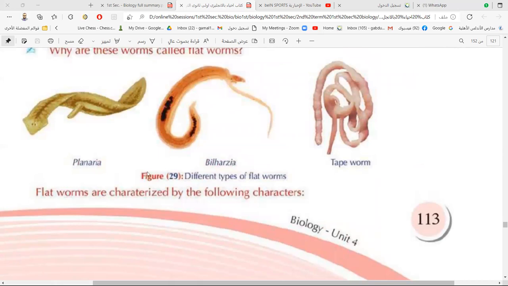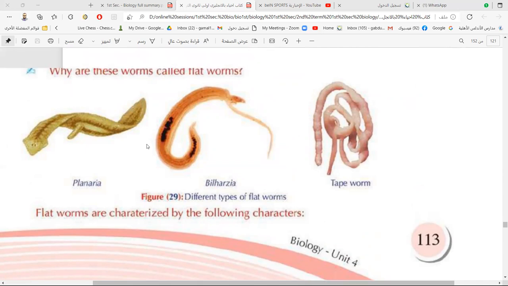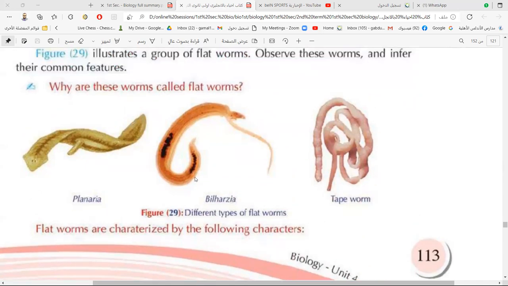Examples: planaria worm, bilharzia worm, tapeworm. All these worms are flatworms, or from Platyhelminthes. Some of them live free, like planaria, and the others live as parasites, like bilharzia worm and tapeworm. They are parasitic. They enter the body of a living organism and feed on its blood or its food. Bilharzia worm feeds on the blood, and tapeworm feeds on the digested food in the digestive system.